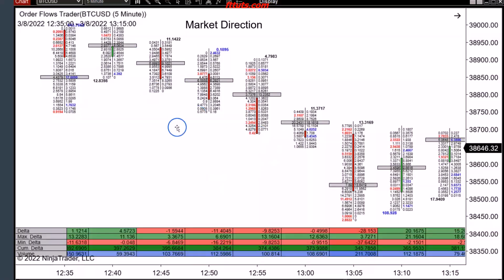Okay, so market direction, more or less going sideways, and you see delta getting strong. -11, -9, -28. Here it's just kind of small, +1.1, +4.5, -1.59, all of a sudden jumps 10 times greater, -11, -9. Market has made up its mind on the direction of this trade. You're starting to see these imbalances come in as well. Obviously, point of control is migrating lower, but the first clue is in the delta, how it's jumping.